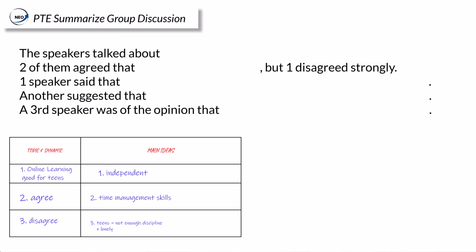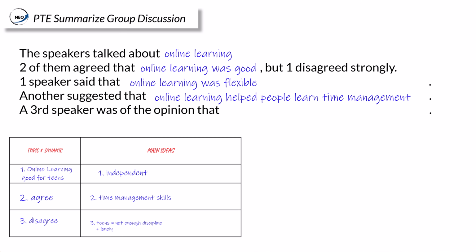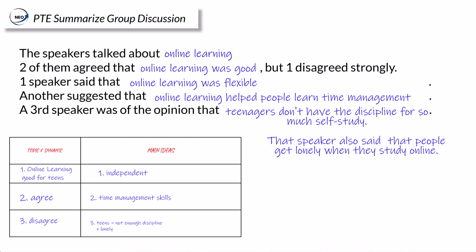The speakers talked about online learning. 2 of them agreed that online learning was good, but 1 disagreed strongly. One speaker said that online learning was flexible. Another suggested that online learning helped people learn time management. A third speaker was of the opinion that teenagers don't have the discipline for so much self-study. That speaker also said that people get lonely when they study online. Simple, clear, done.